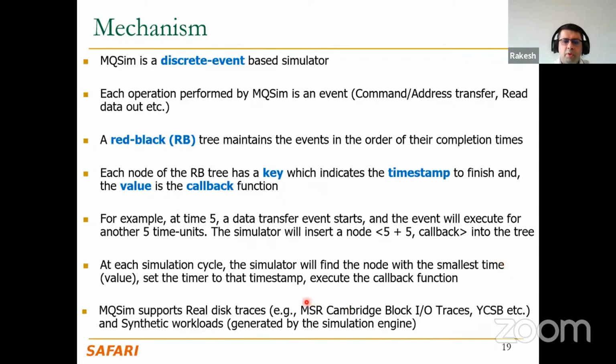So MQSim supports real disk traces, for example, MSR Cambridge block IO traces, or YCSB traces, and even user generated traces. And also it can generate its own traces, which are called synthetic workloads, and it supports both kinds of workload environments.